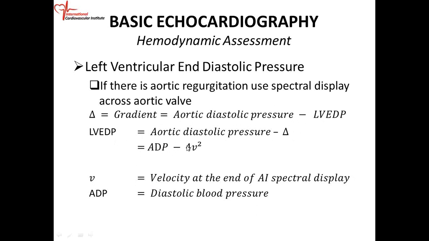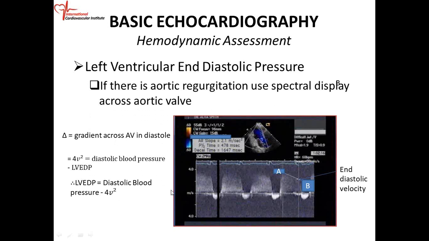Okay, so again, your velocity is the velocity at the end of your AI spectral display, and your aortic diastolic pressure is the diastolic blood pressure. So this is what it looks like. Your two-dimensional echo is on top. Okay, your cursor is right there. This is an apical three-chamber view. Whatever view is going to give you the maximum velocity, that's the view you're going to use. Okay, cursor is across the aortic valve. The sample volume is just right above the aortic valve, and you get this diastolic envelope.